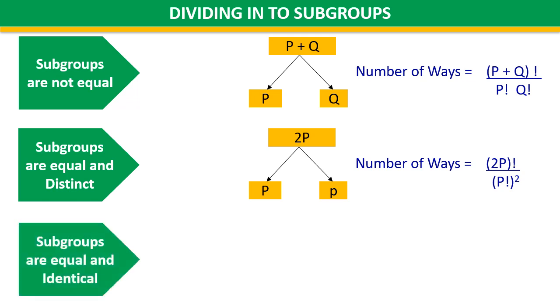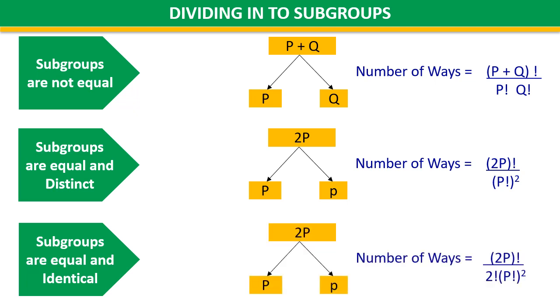And the third is subgroups are equal and identical. Then it will be equal to 2P factorial divided by P factorial square, and here we are dividing it by 2 factorial. Why we are dividing it by 2 factorial? Because the subgroups are equal and identical. Okay, let us understand this with another example.